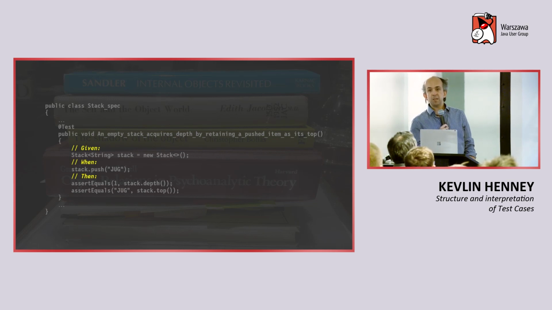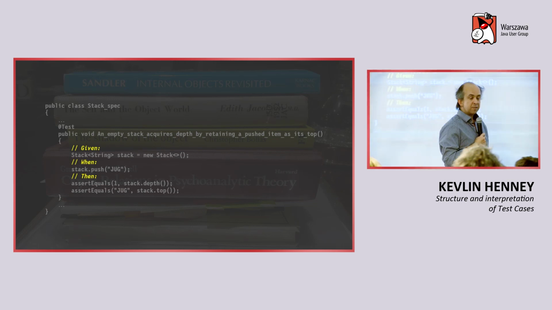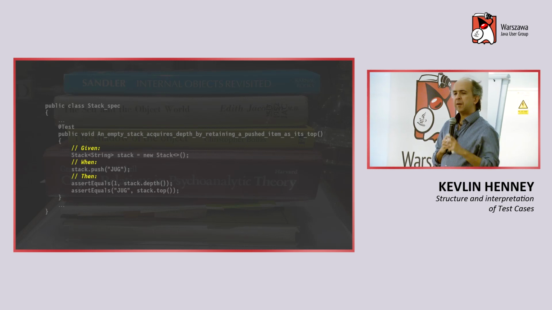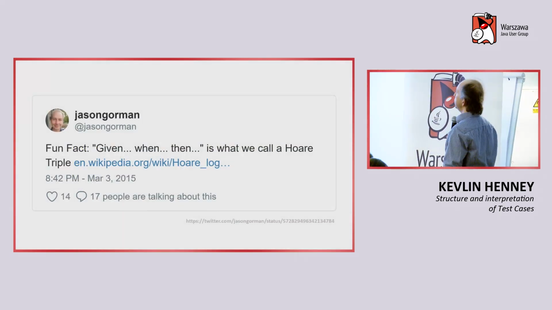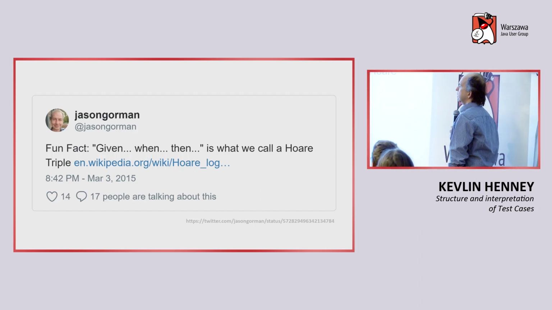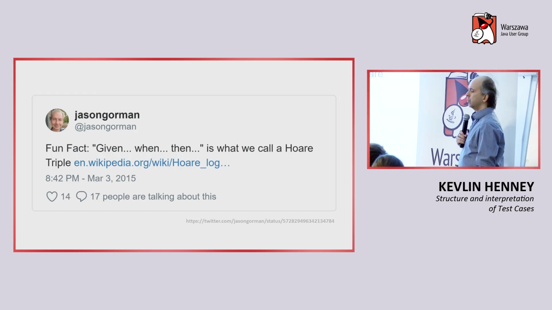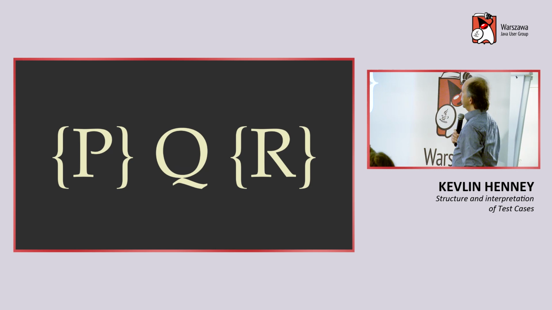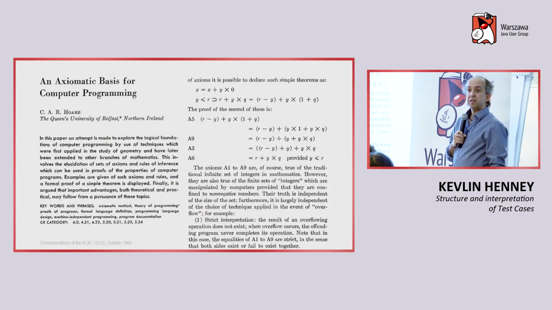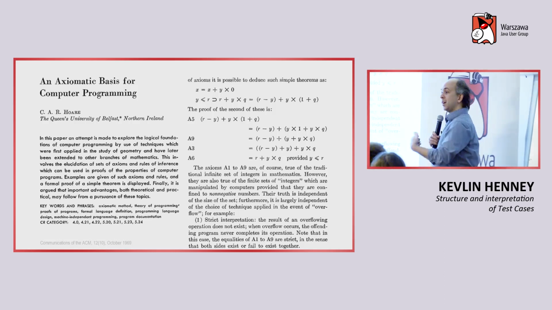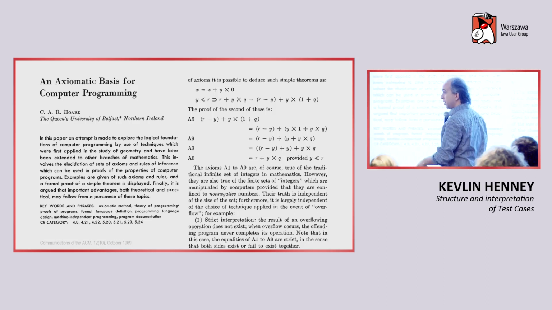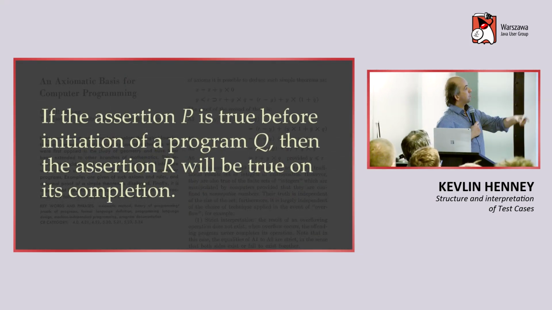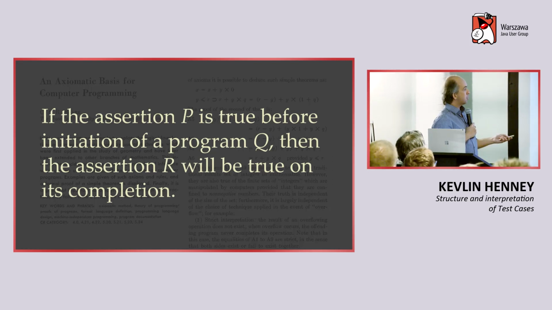It turns out there is no difference between these two ideas. All that happens with given, when, then is that this is in fact the same idea. It's just a different spelling. In fact, this idea is quite old. Jason Gorman from the London software craftsmanship community. Fun fact, given, when, then is what we call a Hoare triple, named for Tony Hoare. Originally, it's kind of typically written like this, PQR. Originally 1969. This is the paper, Axiomatic Basis for Computer Programming, where in his original formulation, he identifies it like this. And what he says, if the assertion P is true before initiation of a program Q, then the assertion R will be true on its completion.